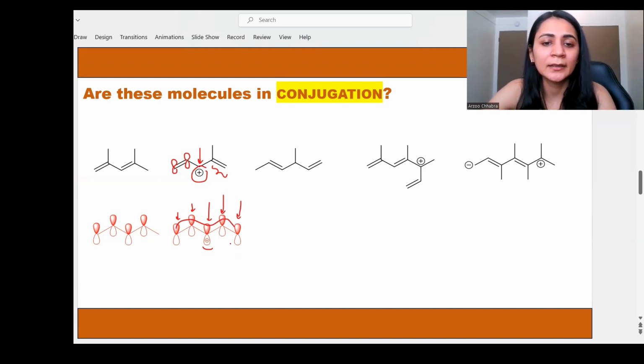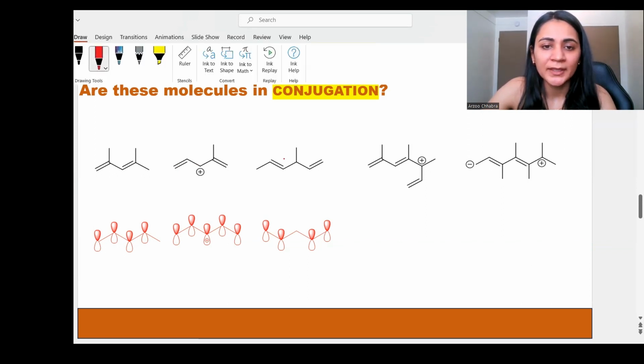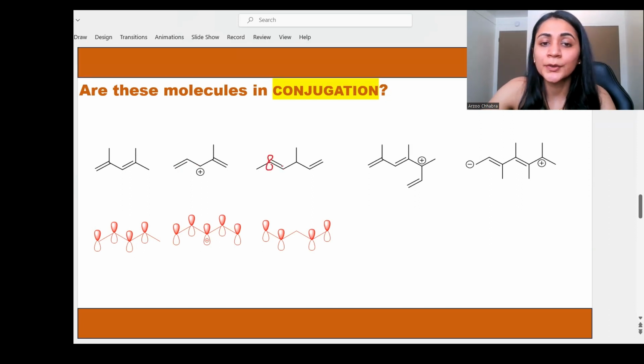All right, let's look at the third molecule, which is this molecule right over here. In this third molecule, what we see is that this carbon atom connected to this carbon atom are sp2 hybridized because it's a double bond, so they have pure p orbitals sitting on them. So these are the pure p orbitals, which can lead to conjugation.